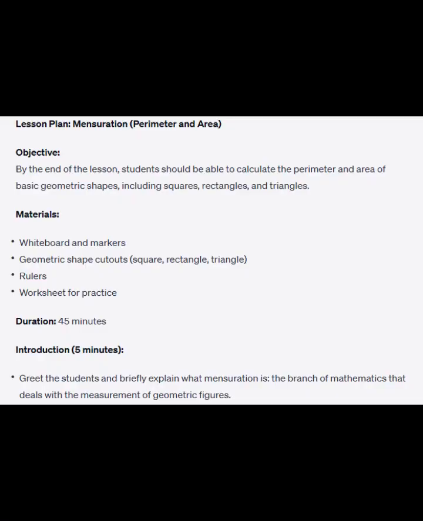Lesson plan: mensuration, perimeter and area. Objective: by the end of the lesson, students should be able to calculate the perimeter and area of basic geometric shapes, including squares, rectangles, and triangles.